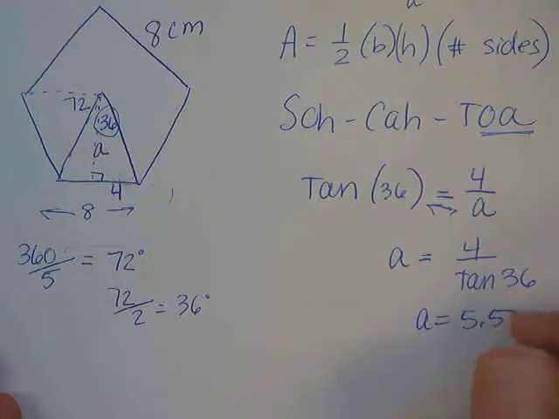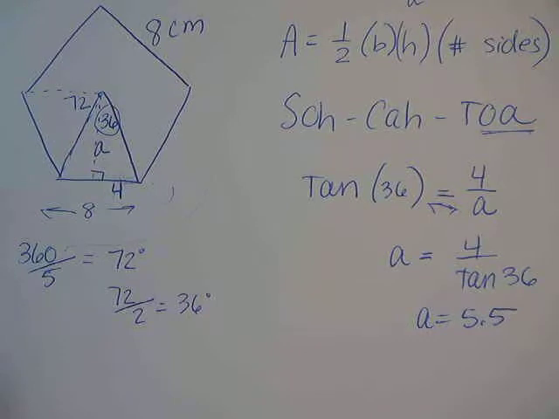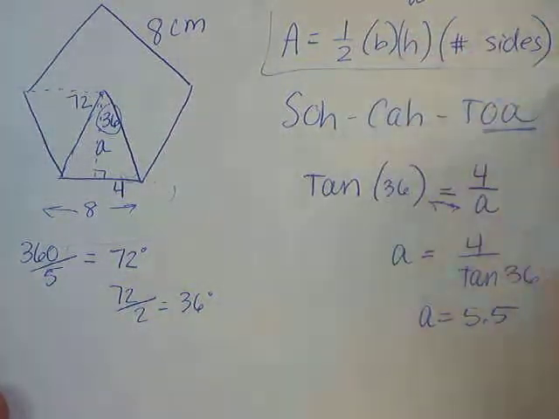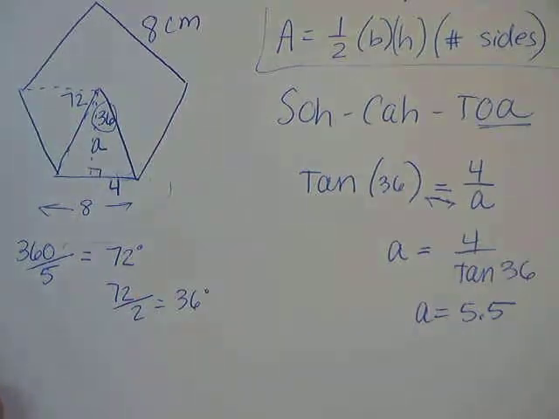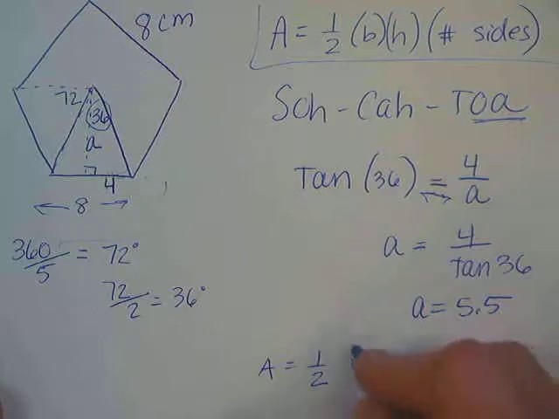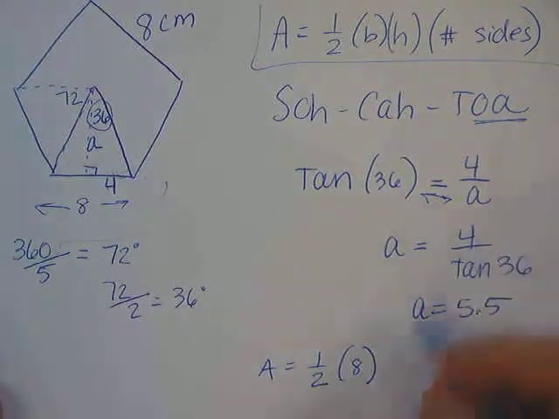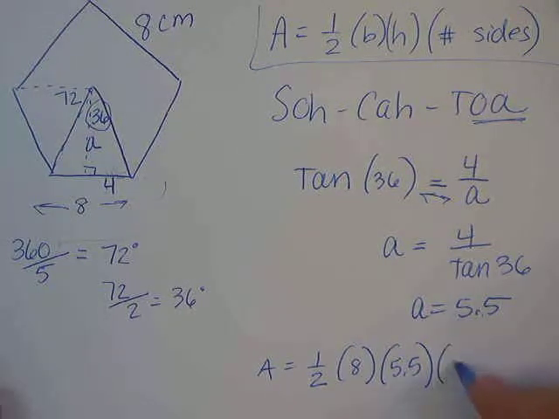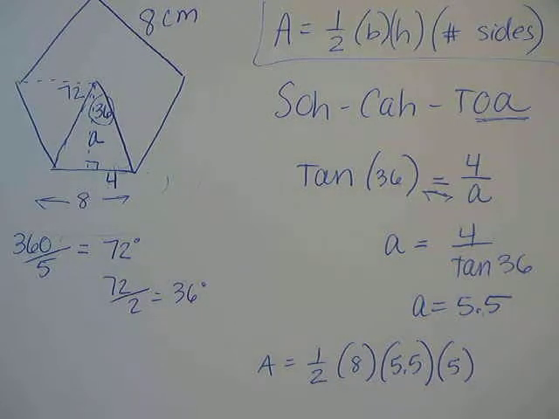5.5, right? So A is 5.5. And then we can find the area by plugging into, so that's our height. Okay, so the area is 1/2 times the base of 8 times the height, which we just found, times the number of sides, which is 5.